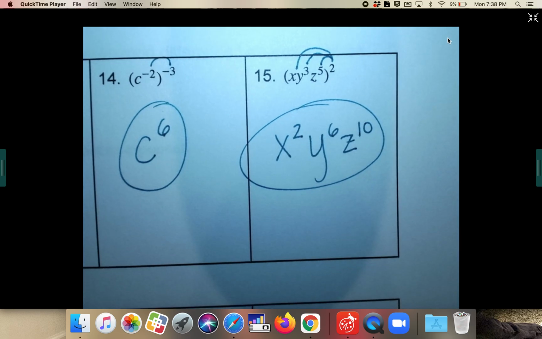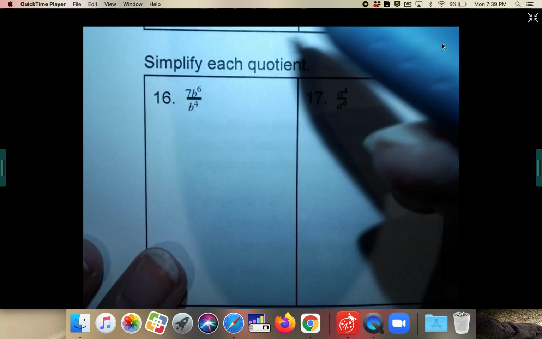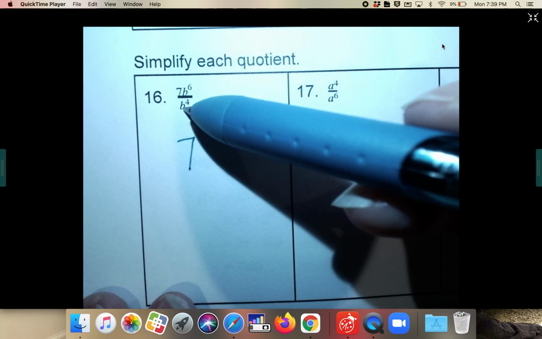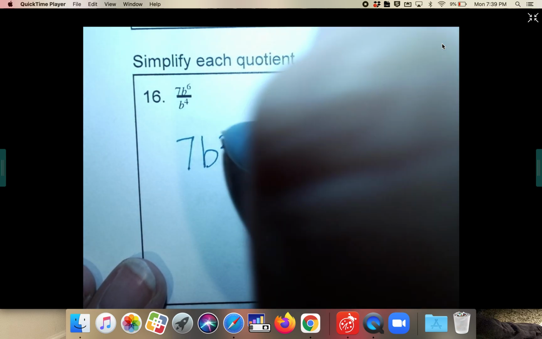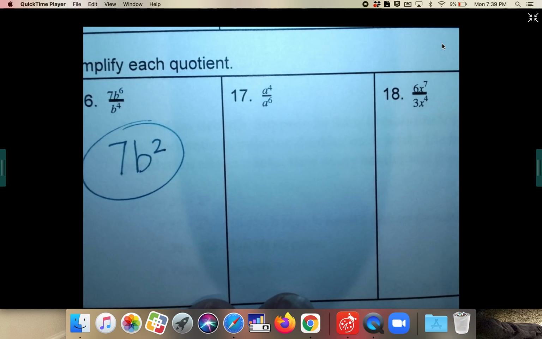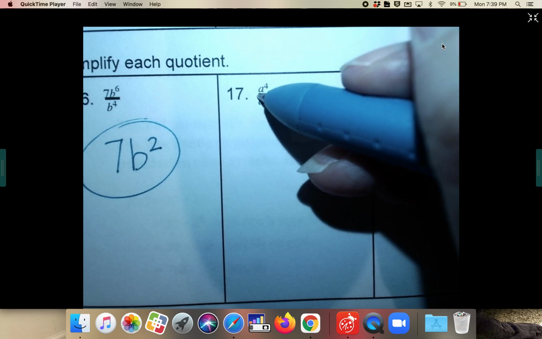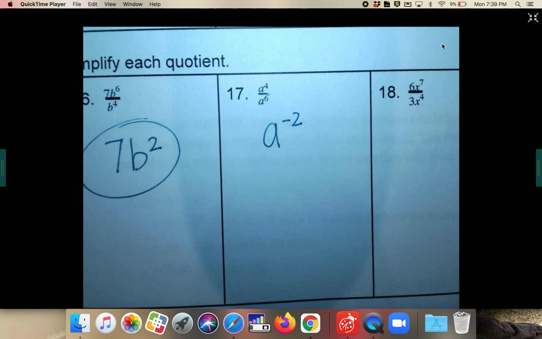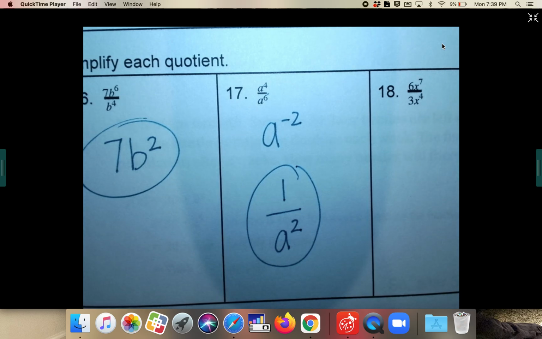All right, last row is about division. I hope you remember that when you divide numbers that have the same base, you can subtract. So 7 is there. I'm just going to leave it there. But the b's are the same base, so we can subtract 6 minus 4, which is b to the second. A to the fourth over a to the sixth are the same base, so you can subtract since they're dividing. So that would be a to the negative 2. But you can't have a negative on top, so we're going to flip it to the bottom and make it positive under a 1.